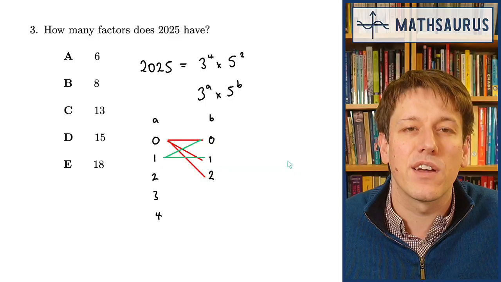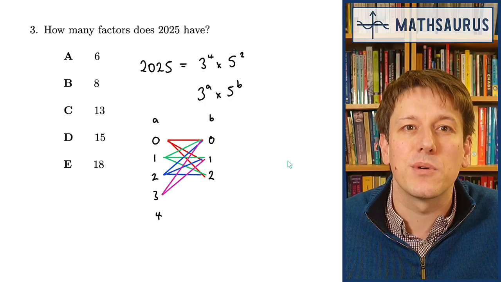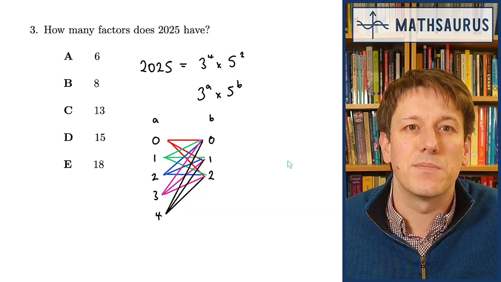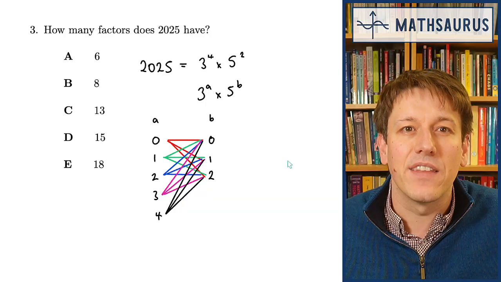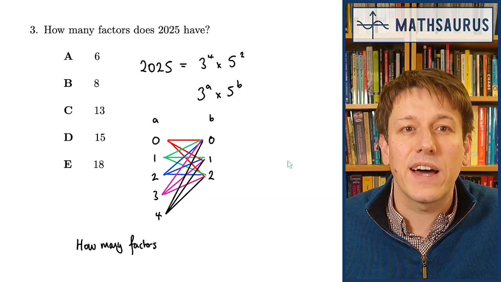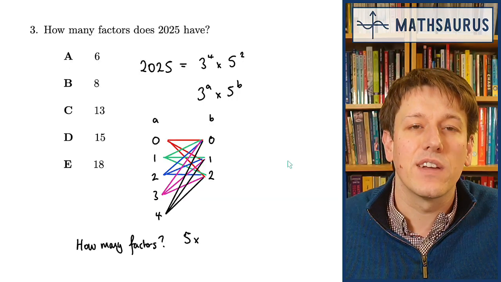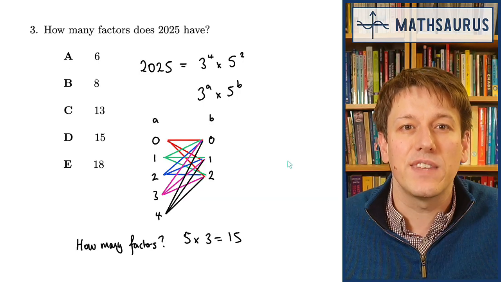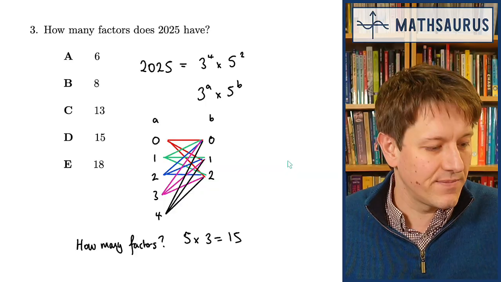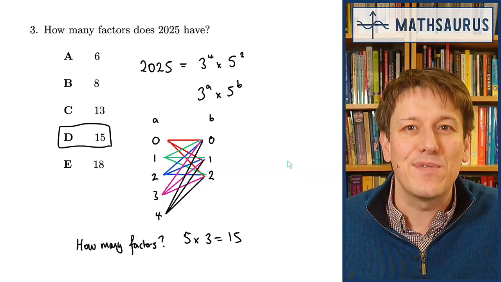I can match any of the possible values of A with any of the possible values of B, and there's going to be 3 options then for each possible value of A, and there are 5 possible values of A, so we know that the number of factors will just be 5 times 3, which is 15, and we can work that out without actually having to write out the full list of factors. And so the answer there is D, 15.